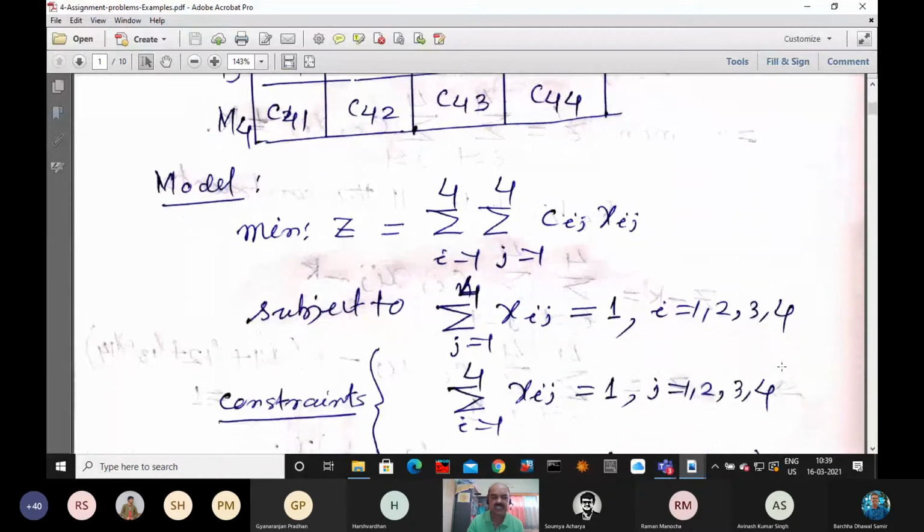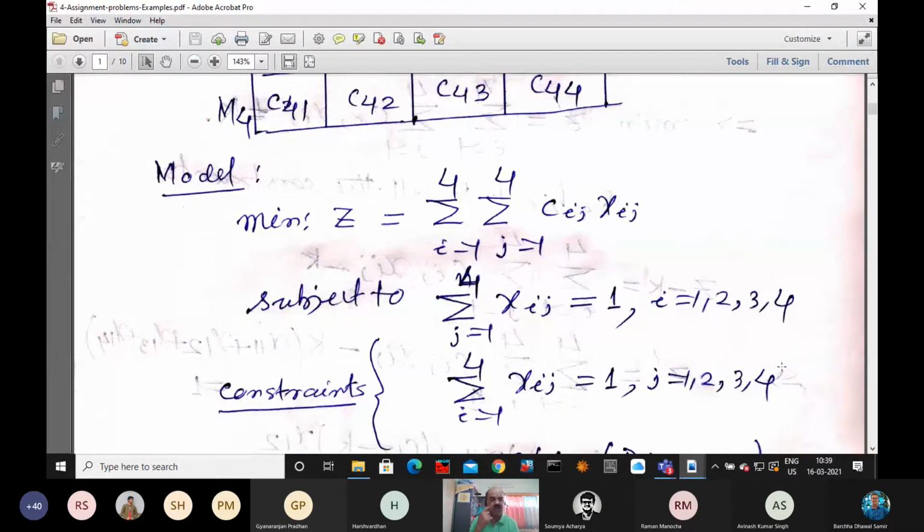The model you can express in this manner. This is a minimization type problem. We like to minimize z equal to summation over i varies from 1 to 4, in this example that we have taken, and summation over j from 1 to 4 of Cij xij.